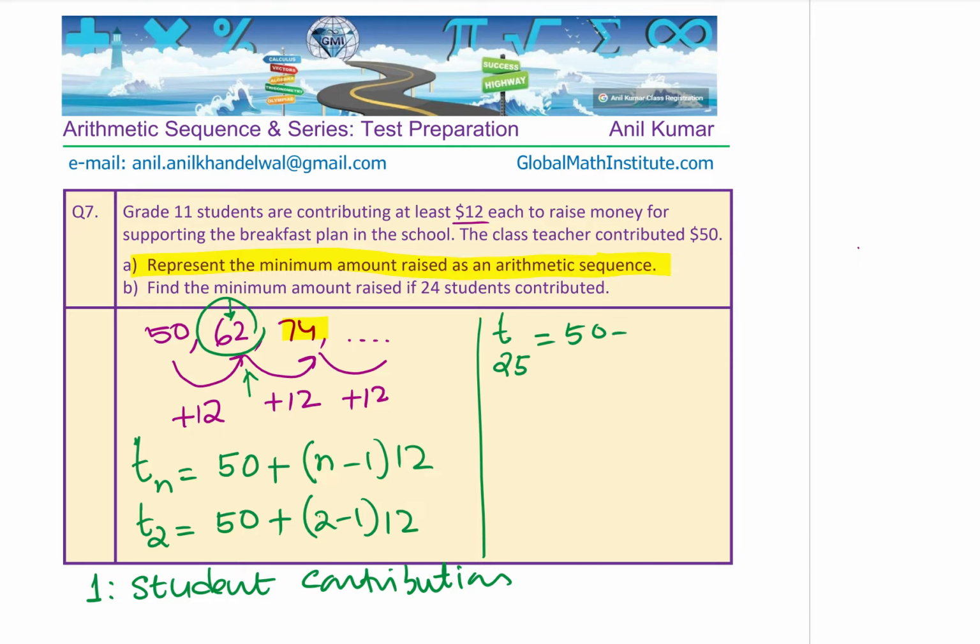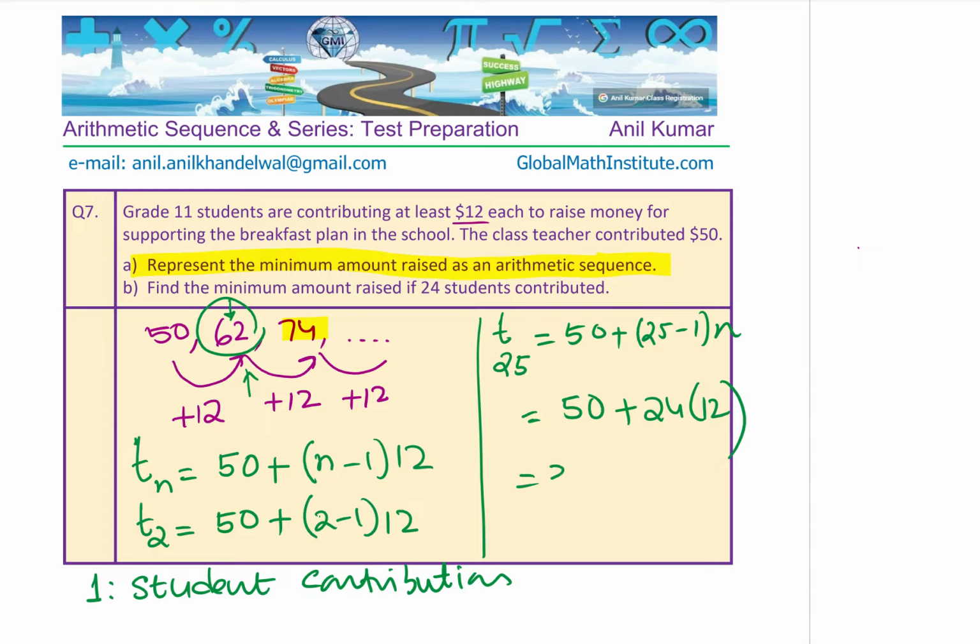So it is 50 plus 25 minus 1 times 12. So basically, 24 students contribute. That means 24 students contributed $12. And so you get this formula in this particular fashion. You get the idea, right? So that is how we have to write. In terms of term number n minus 1, where n minus 1 is actually equal to the number of students. Perfect? Okay. So let's find this answer, which is 50 plus 24 times 12.